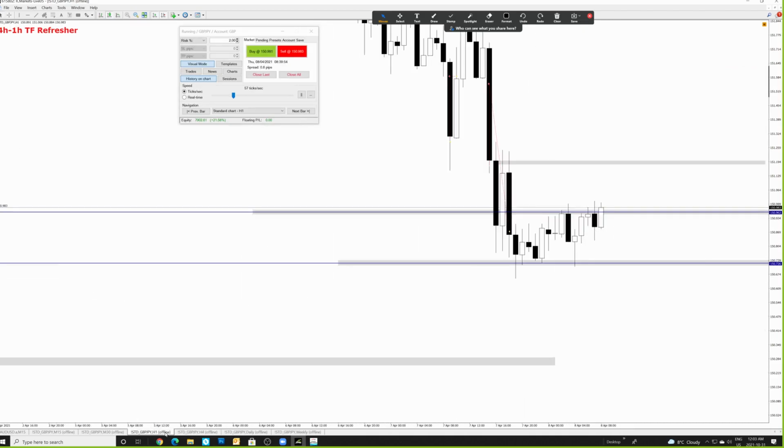Theoretically, it should make sense. We haven't broken above this high yet. We need to break above that high to continue pushing up.